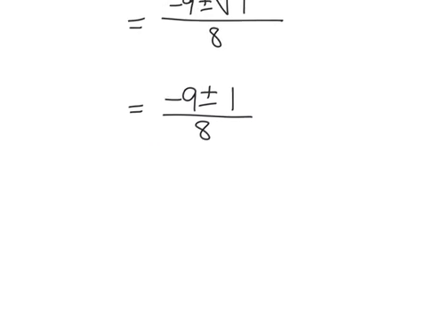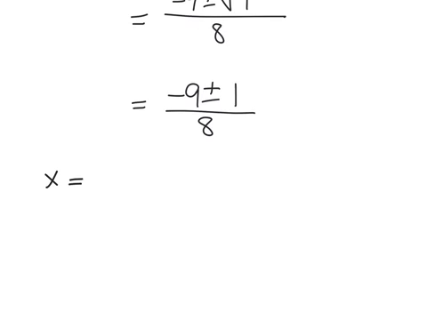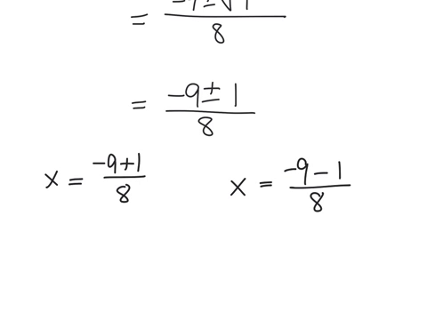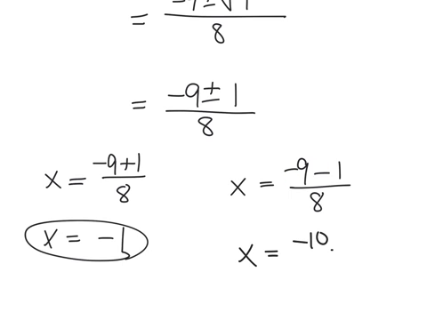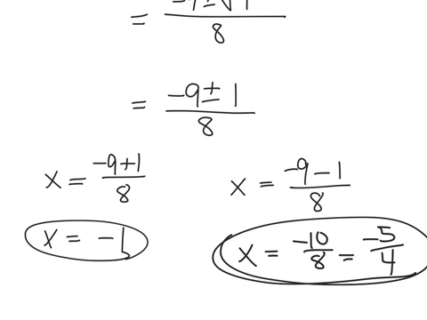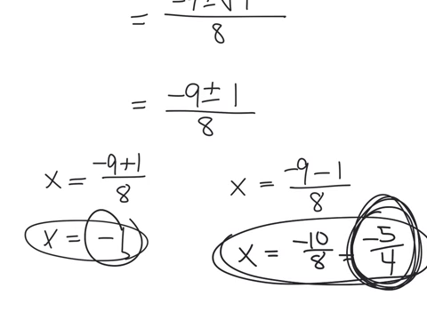So what does this mean? This means x is equal to negative 9 plus 1 over 8, or x is equal to negative 9 minus 1 over 8. So negative 9 plus 1 is negative 8, and negative 8 over 8 is negative 1. So this is x is equal to negative 1. And over here, this becomes x is equal to negative 10 over 8, which really is negative 5 over 4. All right, so here's your answer, and here is your answer.